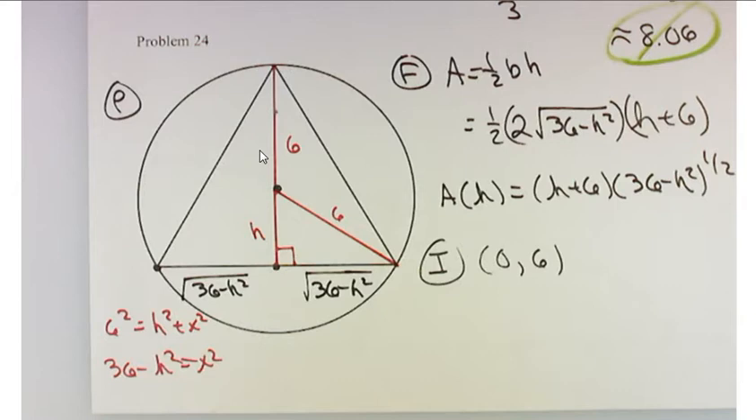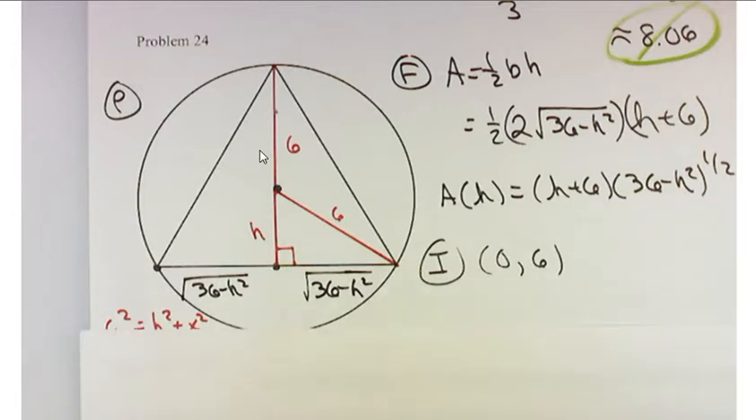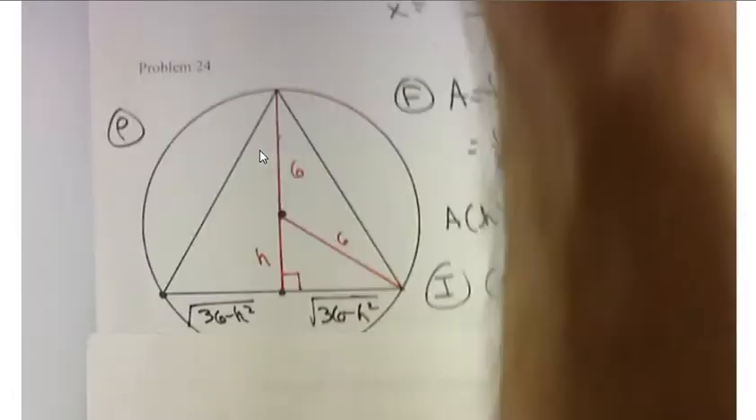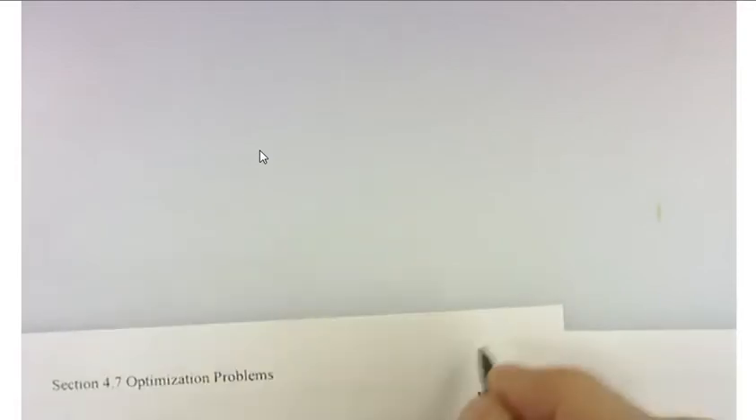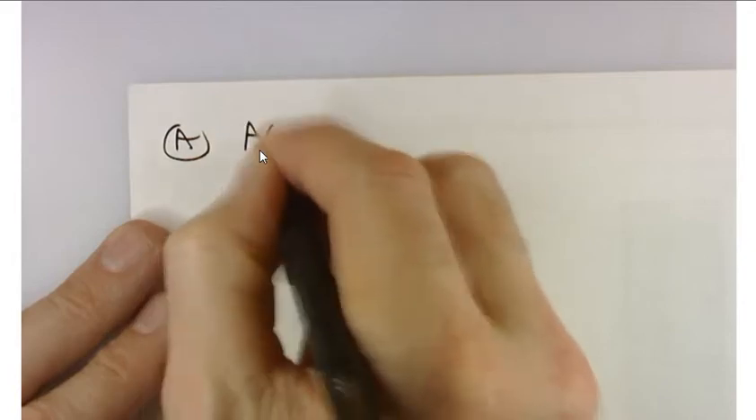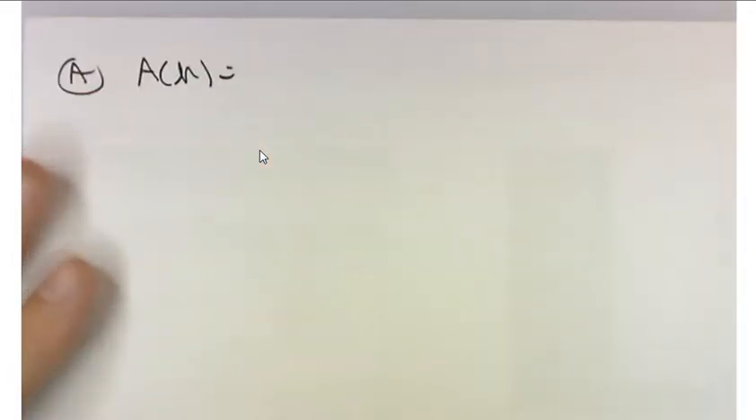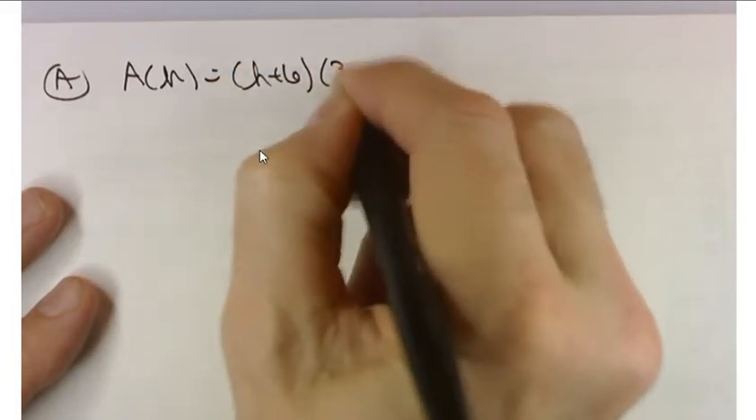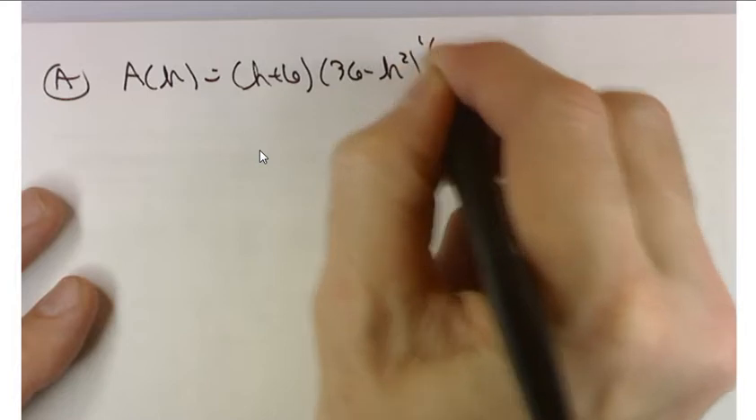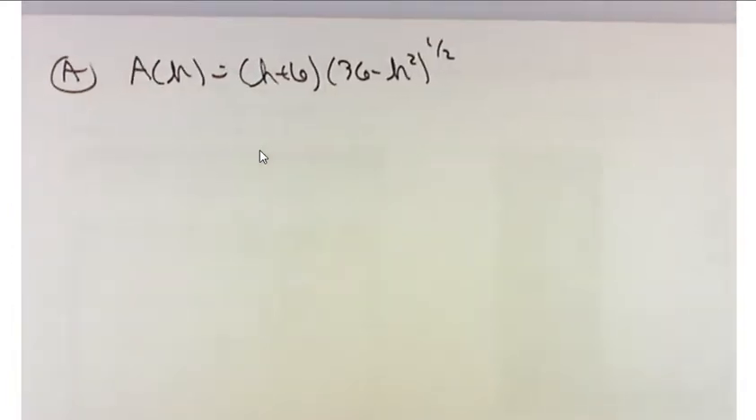Picture, function, interval, analysis. Let's work on the analysis part next. What do you think we're going to have to do to try and maximize this area? Find the derivative. All right, so we'll start there. So our analysis. Let me rewrite A of h: h plus 6 times 36 minus h squared to the 1/2. What rule or rules do we have to use to differentiate this?